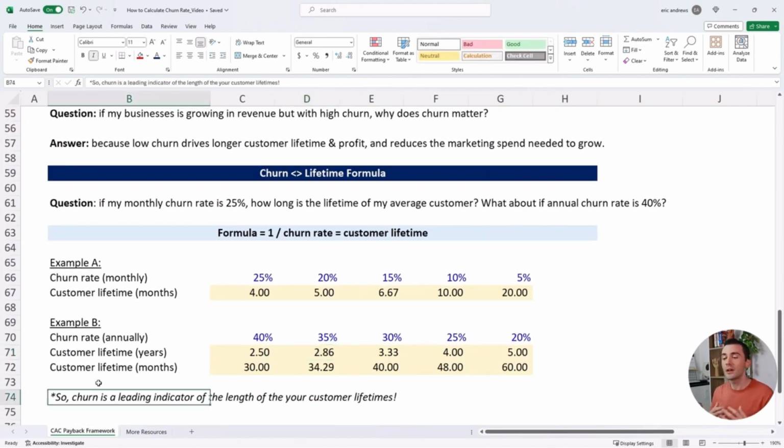So churn is a leading indicator of the length of the customer lifetime. So if you can optimize your churn rate, you can increase your revenue, you can decrease your marketing costs, and you can increase the profitability of your customers. So it's a really powerful metric to focus on as you're scaling your business.